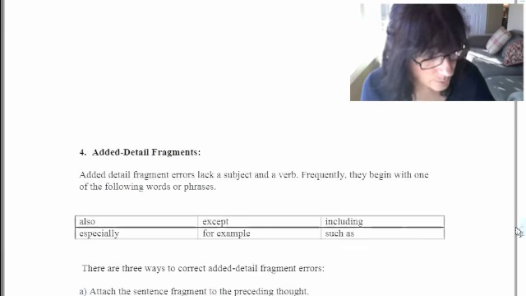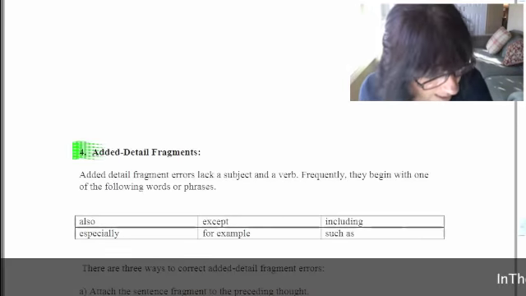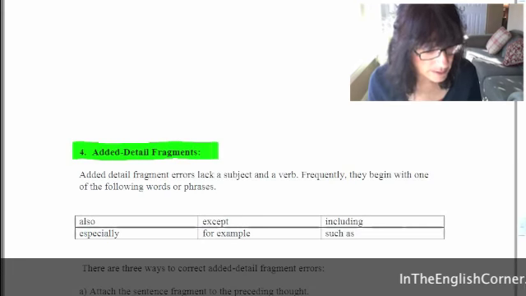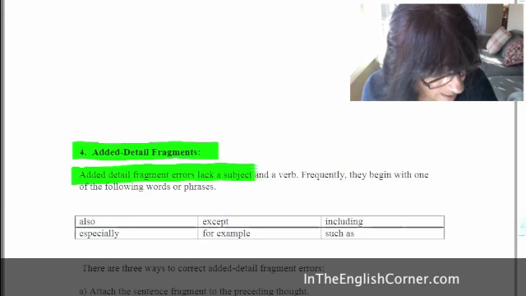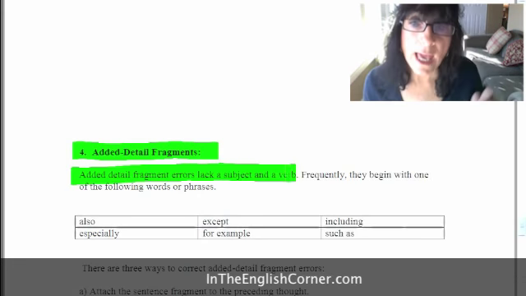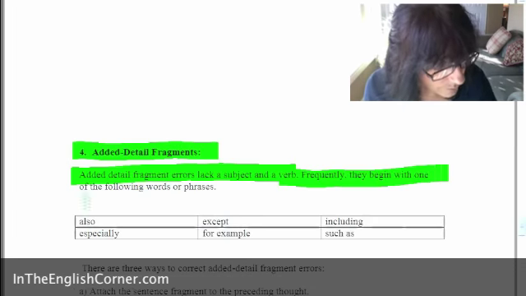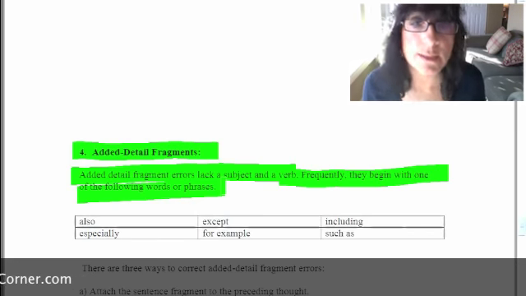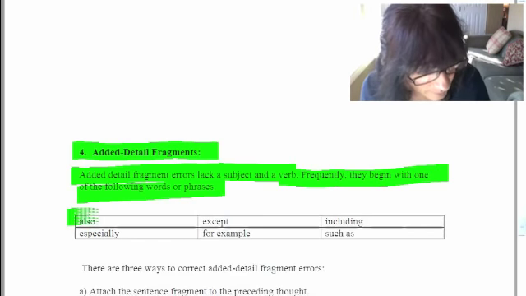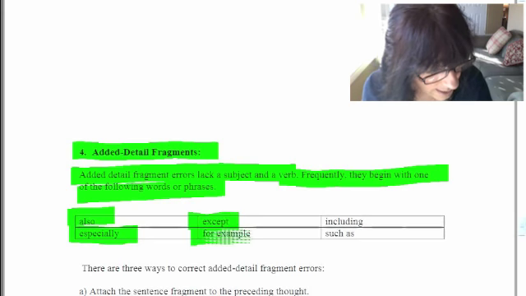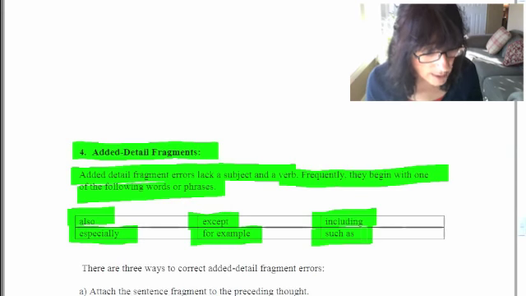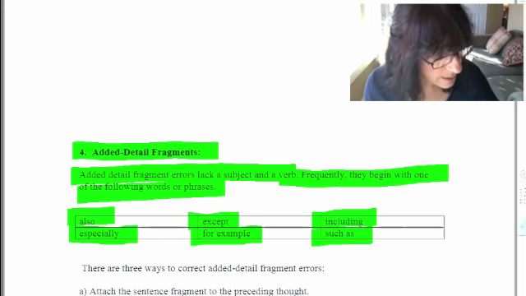And here's the final rule, and this is called adding detail fragments. Added detail fragment errors lack a subject, and they also lack a verb, a major grammatical error. Frequently they begin with one of these words or phrases. Often they'll begin with also, especially, except, for example, including, and such as. Not always, but these are often words that lead to fragment errors.